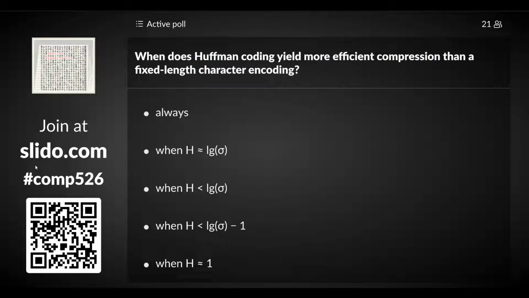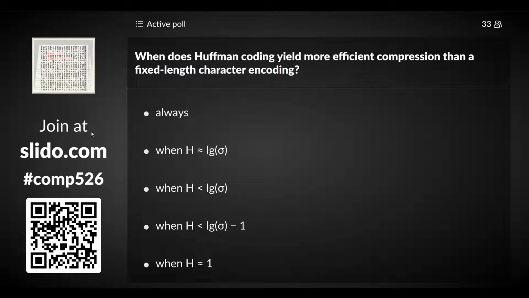20 people. We get a few more. The miraculous appearance of people who are neither in the room nor on the live stream. All right.